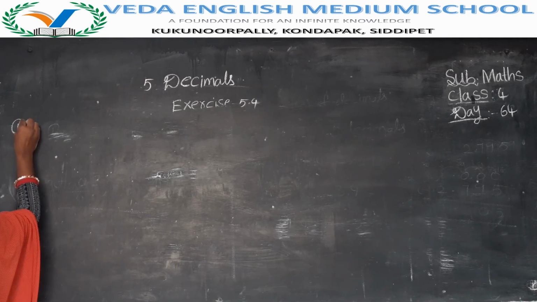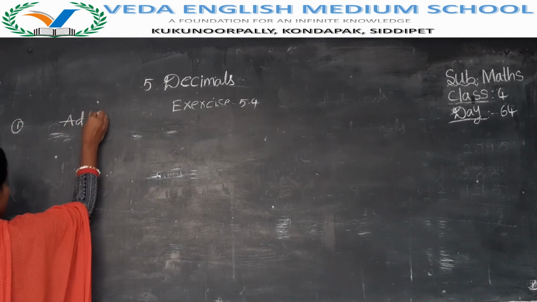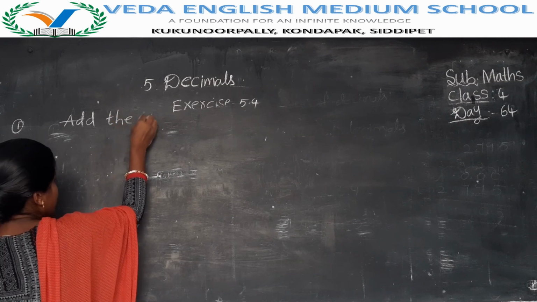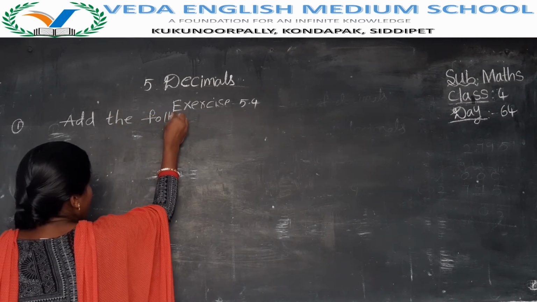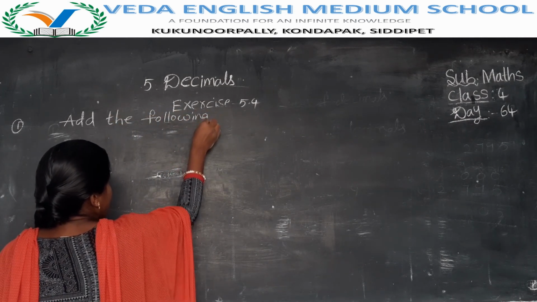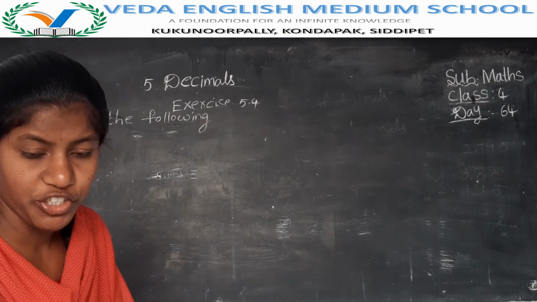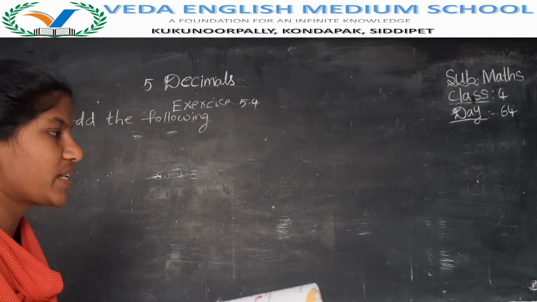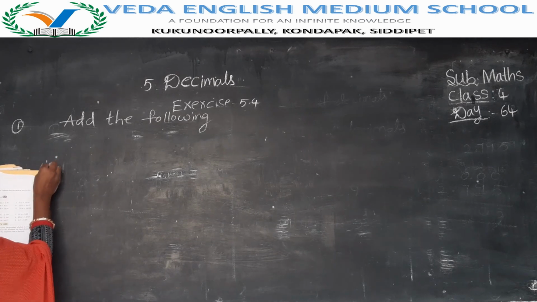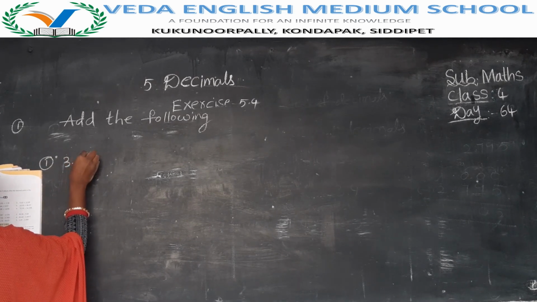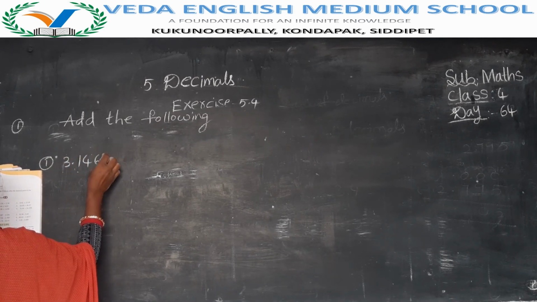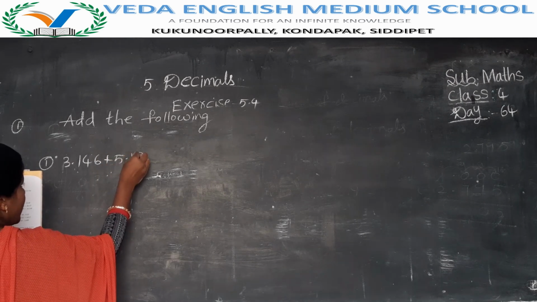First bit, add the following. What is the first question? First question is 3.416 plus 5.19.